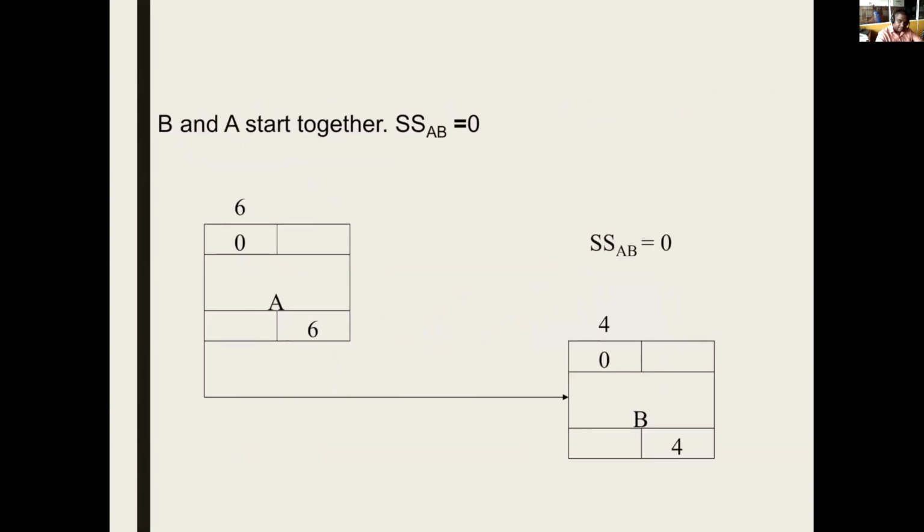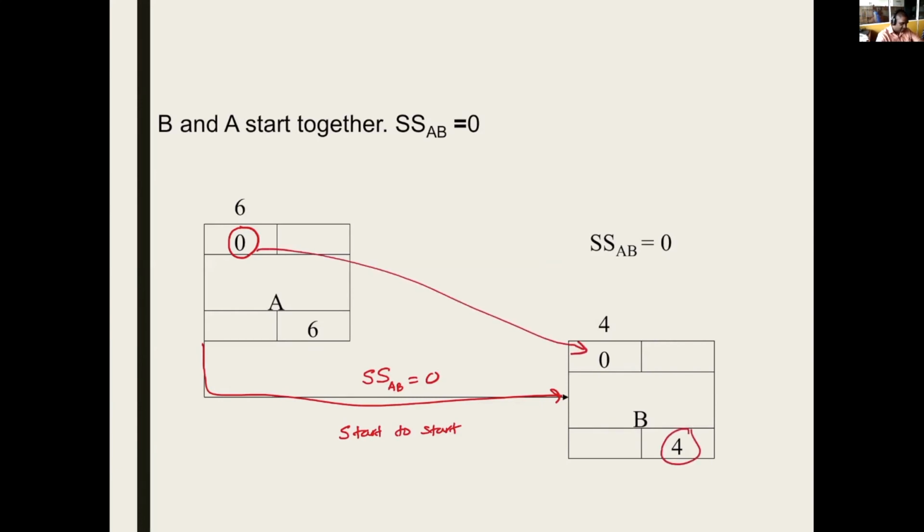Start to start, they can start together. A and B can be started together. So this is 0. The link is start to start. Start to start from A to B is 0. There's no lag or lead. If they can be started together, this value should be transferred here. This is an activity with a duration of 4. 0 plus 4, 4. This is the duration. These are some examples that I'm working out.